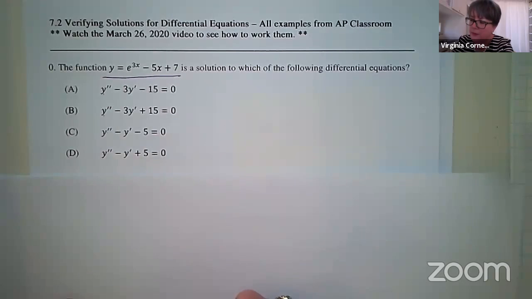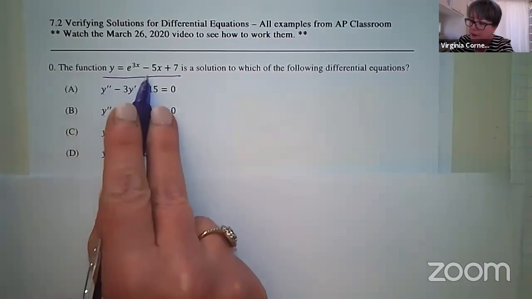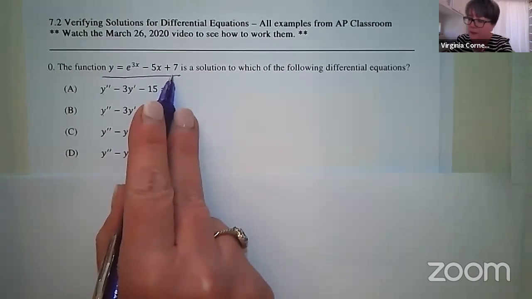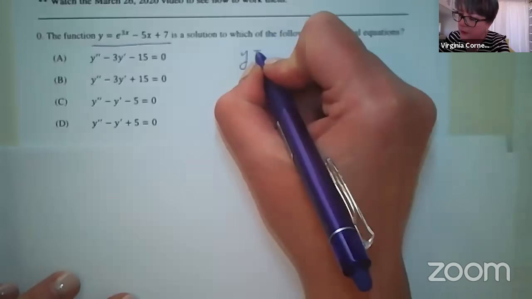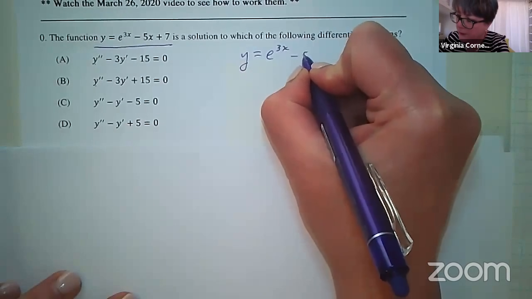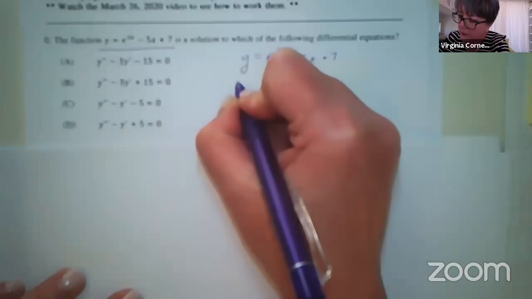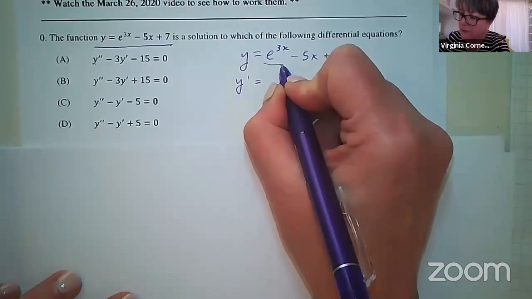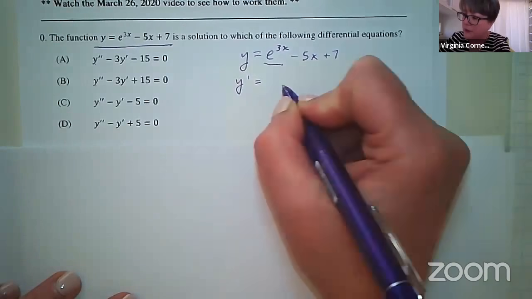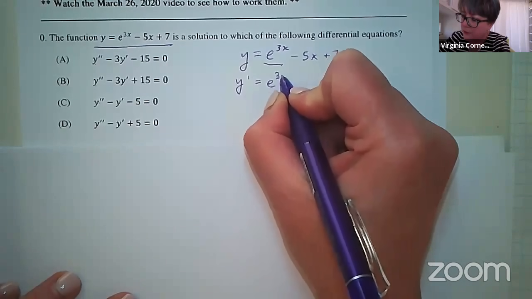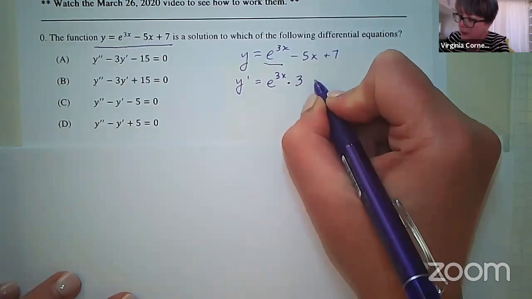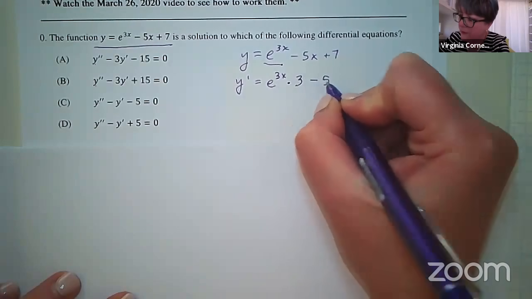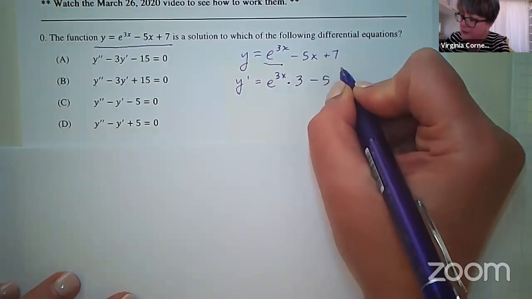One thing I might do to see which one is a solution is take this equation right here and differentiate it. So I'm going to rewrite it for myself. I've got y equals e to the 3x minus 5x plus 7. And y prime is equal to the derivative of e to the 3x. I'm going to need some chain rule here. It's going to be e to the 3x times the derivative of the 3x, which is 3. And then minus the derivative of 5x, which is 5. And the derivative of plus 7 is 0.